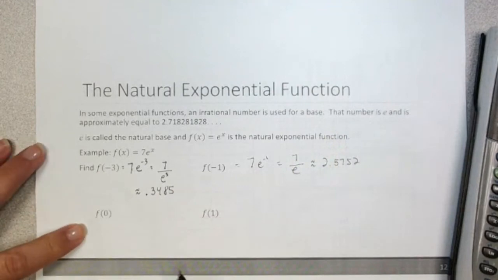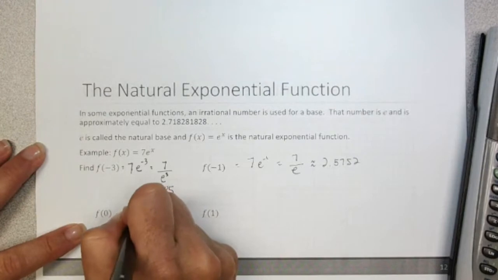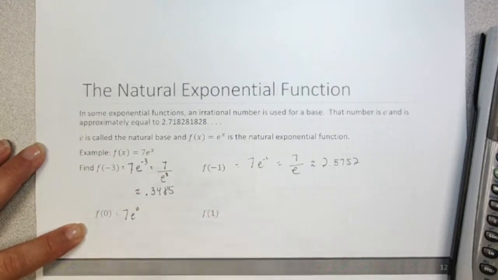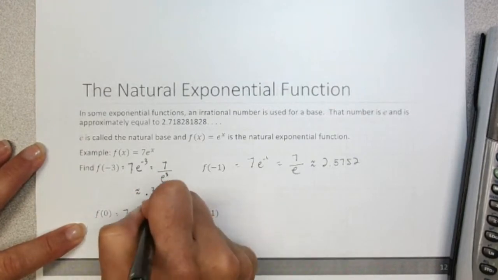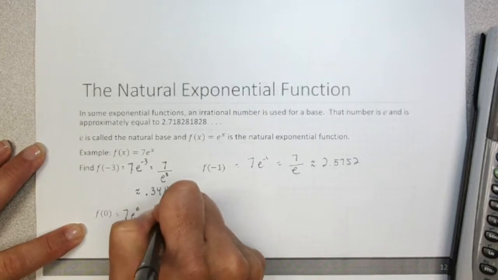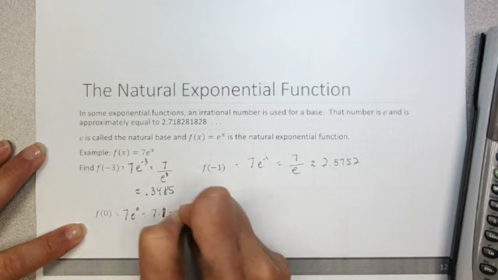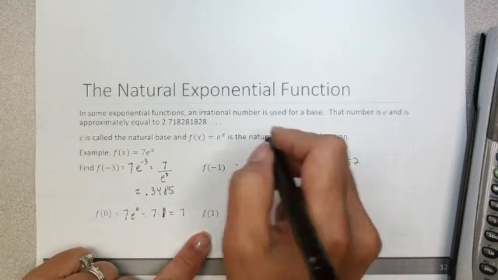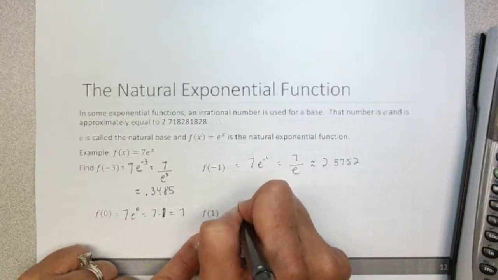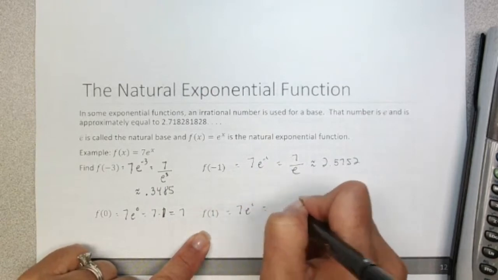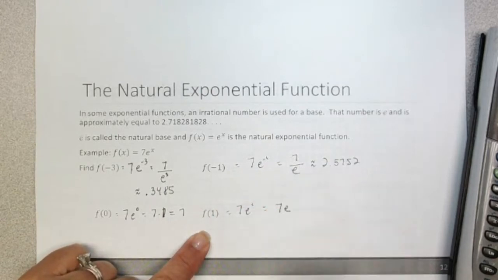How about f of 0? Plug that 0 in for x: 7e to the 0 power. What's e to the 0? It's just 1, right? So that's just 7 times 1, or 7. F of 1, of course, is just 7e to the first power. As an exact value, I would leave that as 7e.